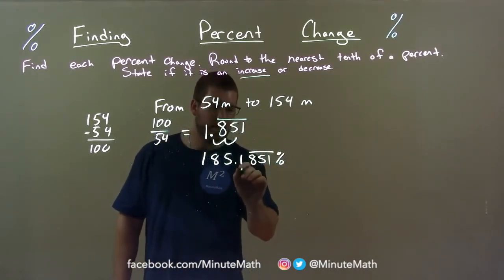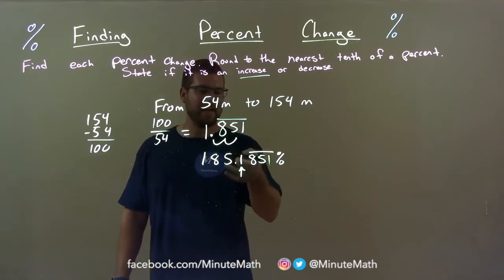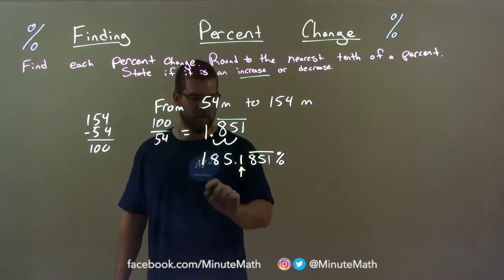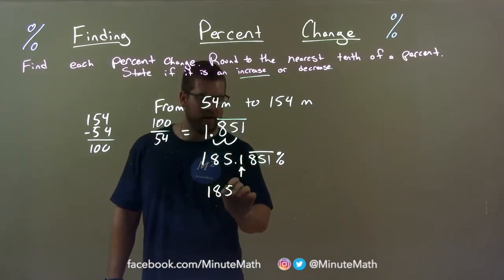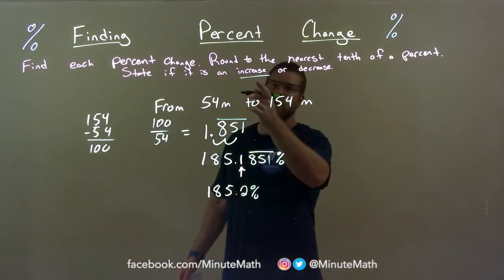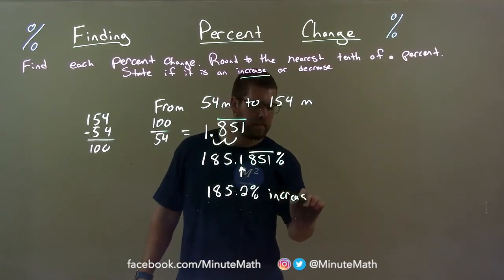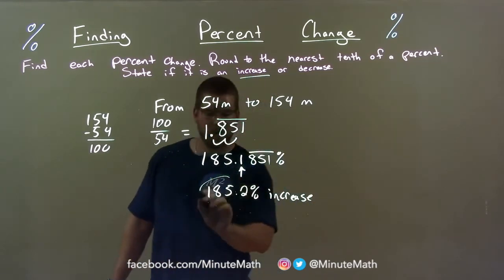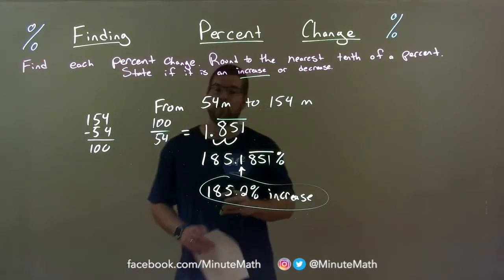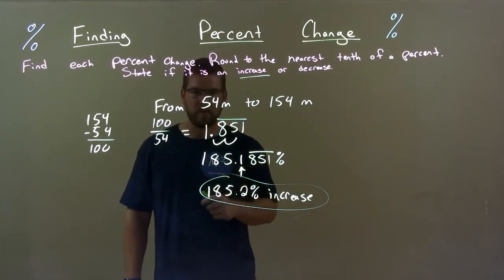Now, we got to round this. Look at the 1. To its right, we see an 8. 8 causes the 1 to go up to 2, my favorite number. 185.2%. Already said that this was an increase. And so there we have our final answer, 185.2% increase.